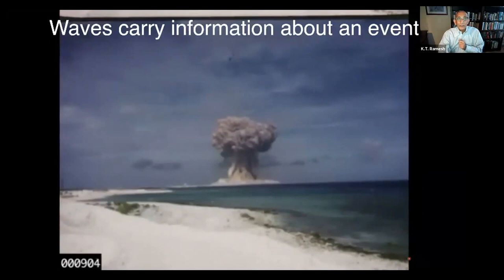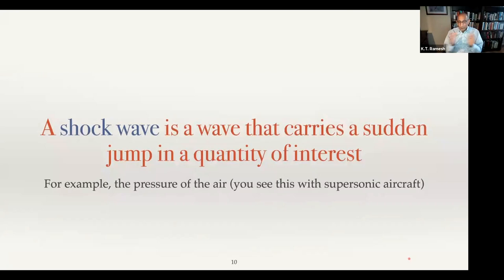A shock wave, which is the subject of most of our lecture here, or the next couple of lectures, is a wave that carries a sudden jump in whatever quantity you're interested in. So in the case of the blast that we just saw, the shock wave was carrying a jump in the pressure. That's also what you saw with the aircraft. The sound wave also has a change in the pressure, but that's a gentle change in the pressure. With the shock wave, you get a sudden change in the pressure. The suddenness of that jump is a really important thing. Okay, so we've got a wave and we've got a jump. These are the two characteristics we need.